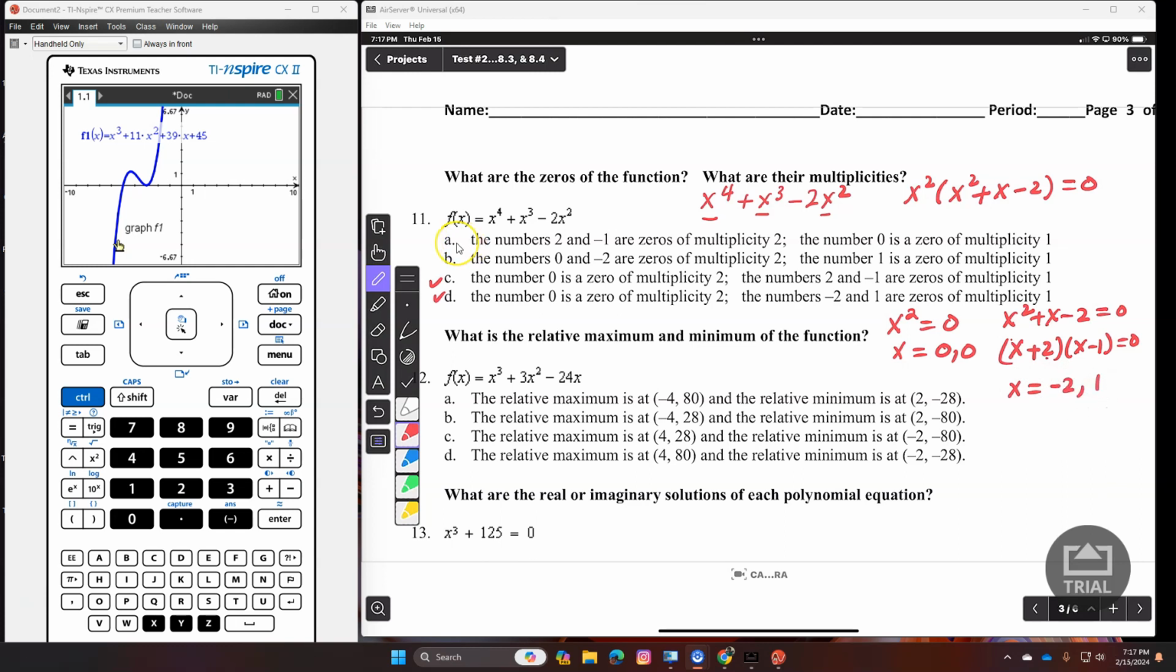So definitely answer A and answer B are incorrect. So the number 0 has a multiplicity of 2. And we have negative 2 and 1 are zeros of a multiplicity of 1 because they occur once. So your answer is D. So altogether we have 4 real zeros.